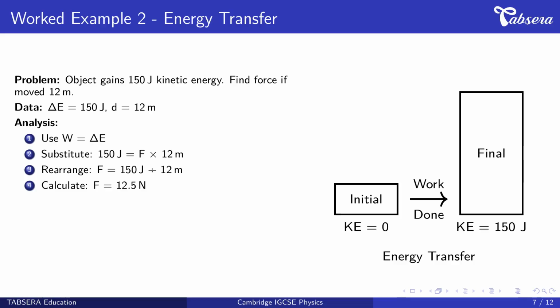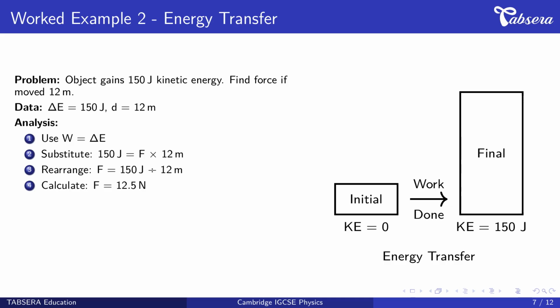Example 2 applies the same principle differently. The problem is, an object gains 150 joules of kinetic energy. Find the force if the object moved 12 meters. The data shows change in energy, delta E, equals 150 joules, distance d equals 12 meters.